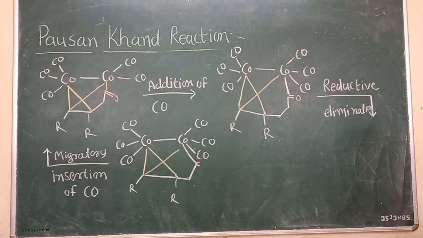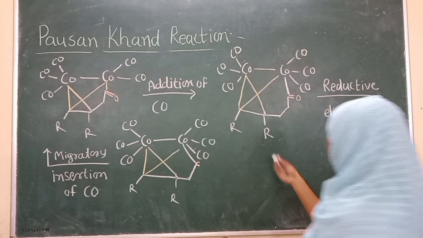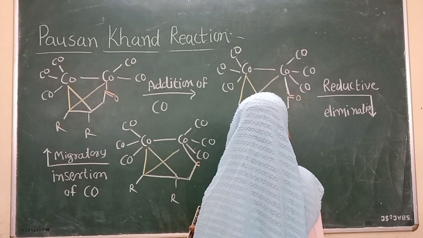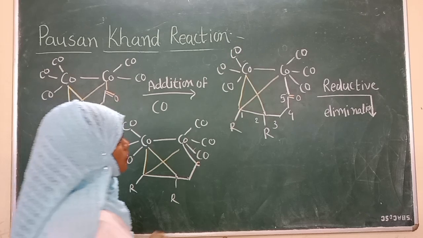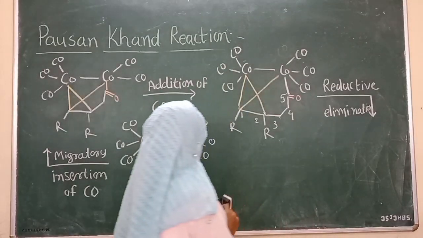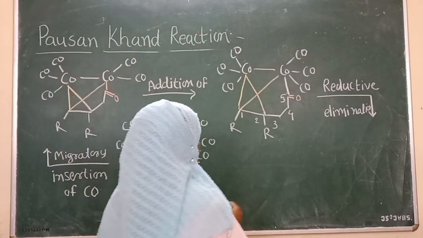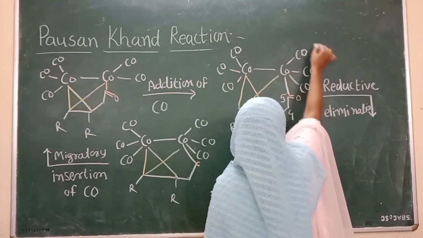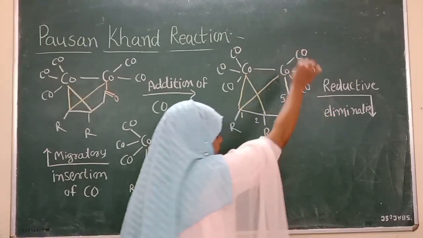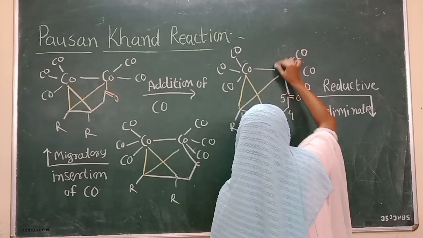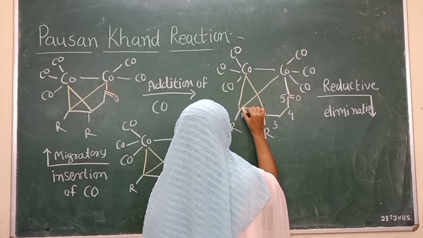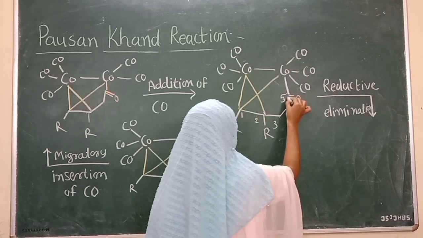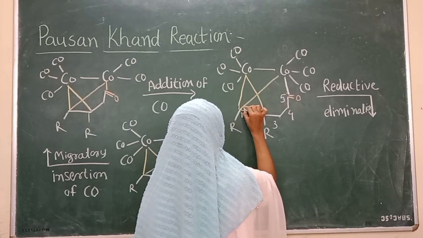Reductive elimination takes place and a 5-membered cyclic ring is formed. Here, 1, 2, 3, 4 and 5. Okay? This 5-membered ring will be newly formed. Here, this cobalt is eliminated, the cobalt group with these 3 molecules of CO. Let's see what bond will form. Carbon number 1 and the 5th-member carbonyl carbon will form a new bond.